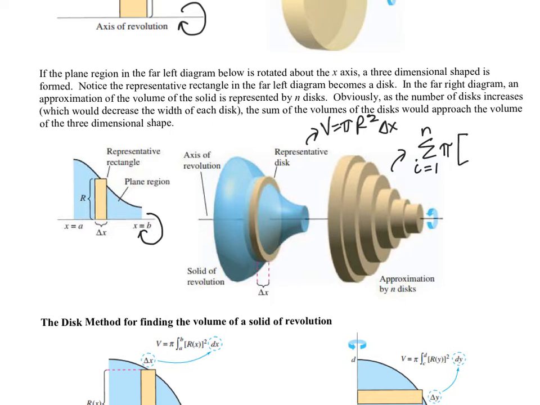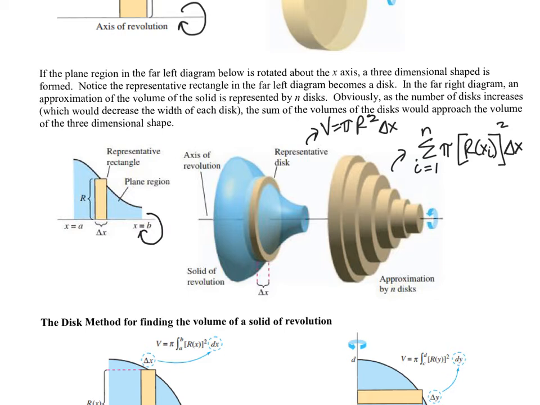Let's put pi out in front and then multiply that by capital R of x sub i, which would be the radius of each rectangle. So pi times the radius of each rectangle squared would be the area of each base. And then if we multiply that by delta x, that would be the height of a disk. So all that is just a fancy way of saying if you add up the volumes of all these disks, we're getting closer and closer to the volume of this shape, okay?